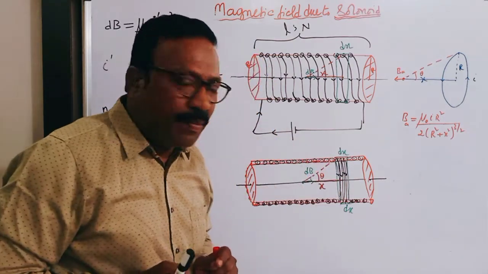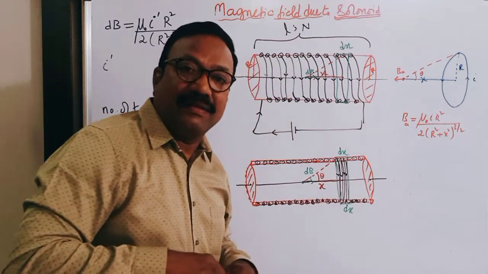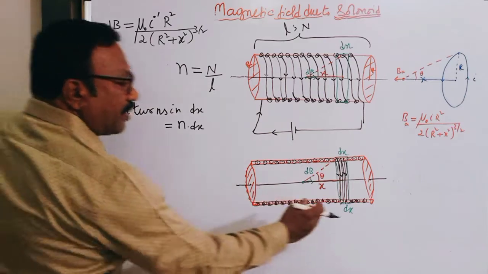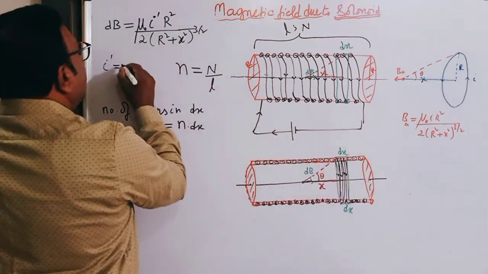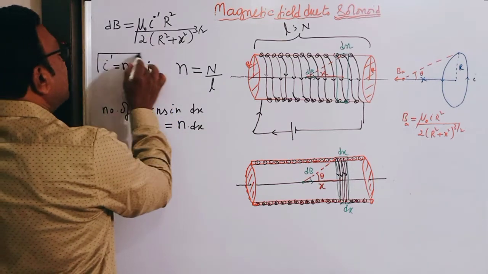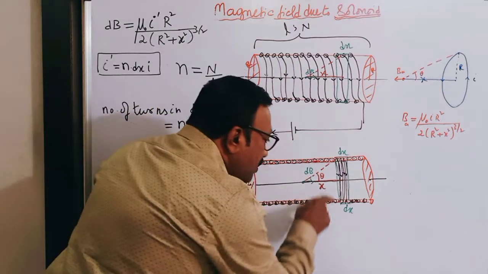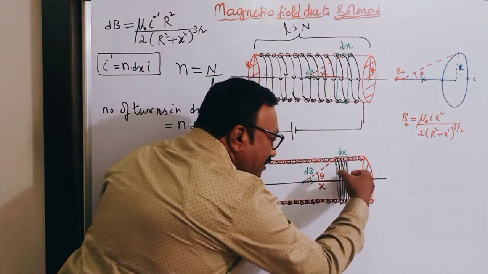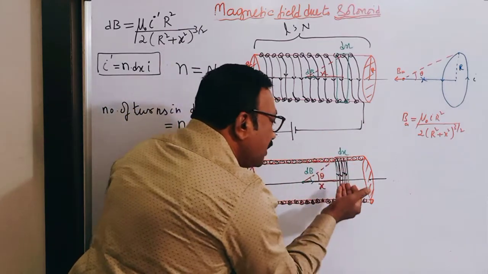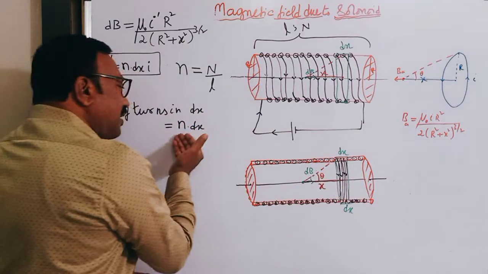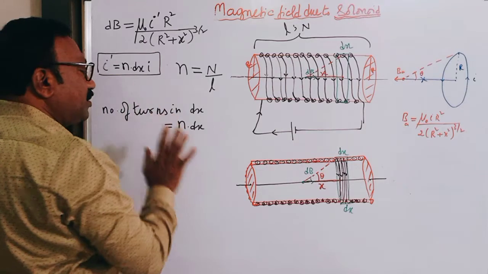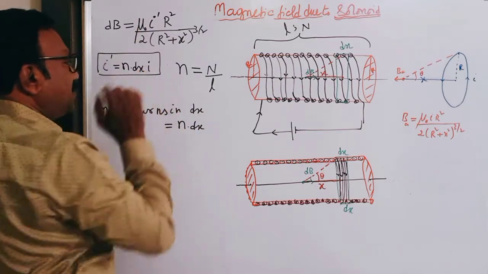Now each turn has a current I. Then what will be the total current here? That is called I dash. Therefore I dash is equal to number of turns in this bunch, that is n into dx, into current in each turn, I. So in this elemental ring there are a few turns, and the number of turns is n into dx. Then the total current I dash is n into dx into I. So this I dash is this now.